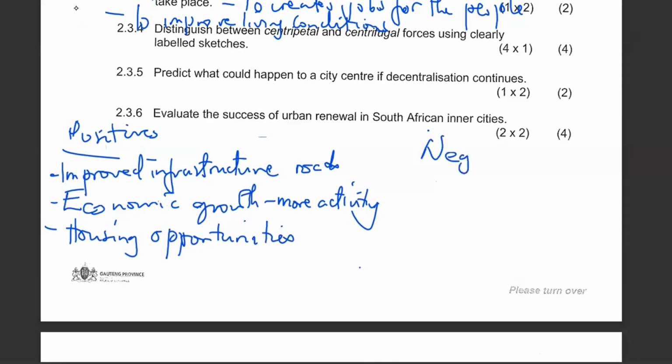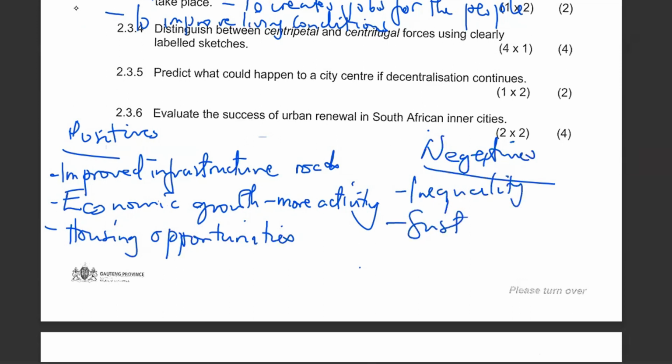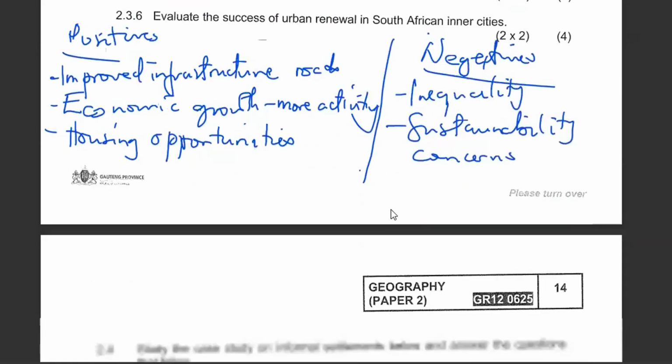Then we also need to evaluate on the negatives. Is it successful? We check on other things like inequality. It has caused great inequality in the society, and we can also look at sustainability. Is it sustainable? Is it going to last? Are those buildings going to be maintained, or are they still going to go back to their old dilapidated state because of lack of maintenance? So we need to check also on issues like sustainability concerns.